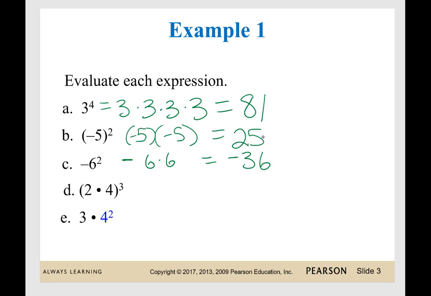So notice the difference between B and C. Notice having the parentheses versus not having the parentheses. Big difference in those problems.